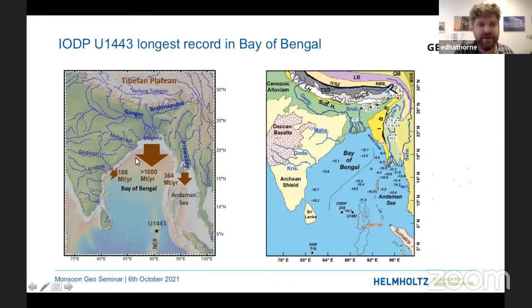So why IODP U1443 here in the Bay of Bengal, in the southern Bay of Bengal on Ninetyeast Ridge? Well, quite simply, this is the longest record in the region. It's the longest continuous record. We can go back to the Oligocene, and it'd be nice to have something closer to the source, but you're not going to get to this age with the cores we have. And this location here is maybe more sensitive to input from the eastern side, so Irrawaddy, Indo-Burma Ranges, Arakan Coast rivers, than maybe if you had a core over here on the western part of the Bay of Bengal.